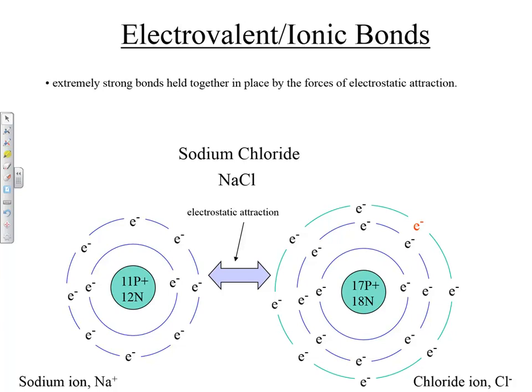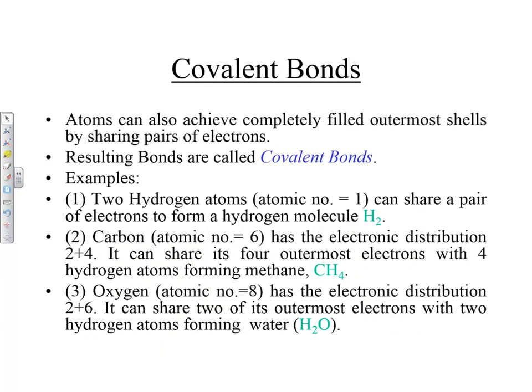So this is the picture that is showing the formation of the electrovalent bond, or the ionic bond. It's an extremely strong bond that is held together in place by the forces of electrostatic attraction between the two oppositely charged ions, right? So this is the formation of sodium chloride or common salt. And you can think of a lot of other examples where the same kind of thing happens. However, in organic chemistry, covalent bonds are a lot more important, okay?